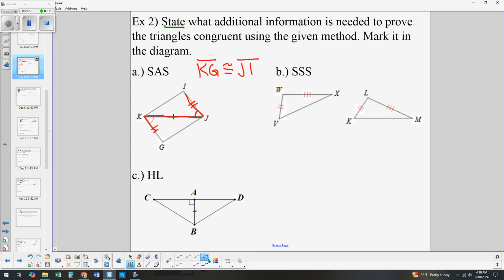For B, we want to use SSS. Well, we already have 2 sides, so we just need the third one. So that would be segment VX is congruent to segment KM.